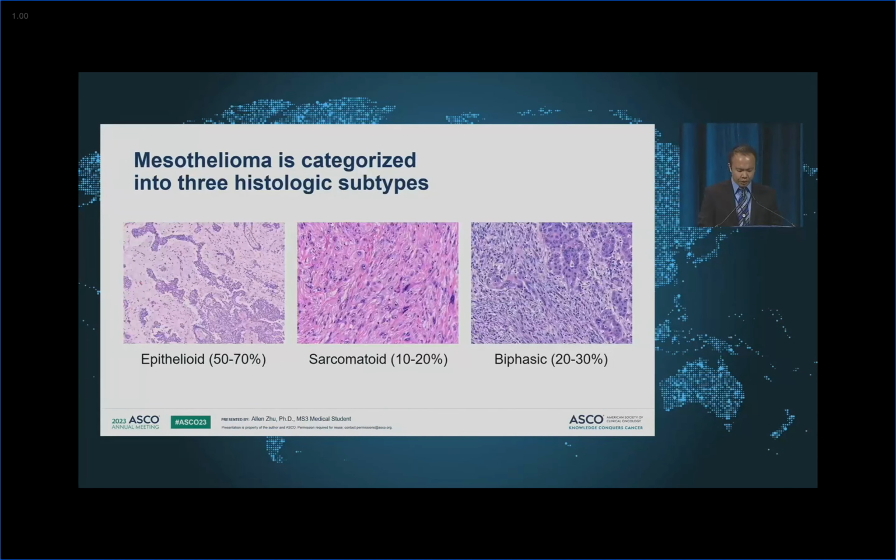Histologically, mesothelioma is categorized into one of three subtypes: epithelioid, sarcomatoid, or biphasic, which is a mixture of the first two. Histologic subtype correlates with survival, as mesothelioma patients with epithelioid histology have a longer survival than patients with biphasic histology, which is longer than sarcomatoid.